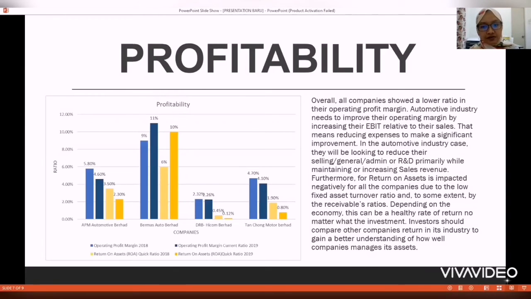or increasing sales revenue. Furthermore, return on assets is impacted negatively for all the companies due to the low fixed asset turnover ratio and to some extent by the receivables ratio. Depending on the economy, this can be a healthy rate of return no matter what the investment. Investors should compare other companies' returns in the industry to gain a better understanding of how well companies manage their assets.